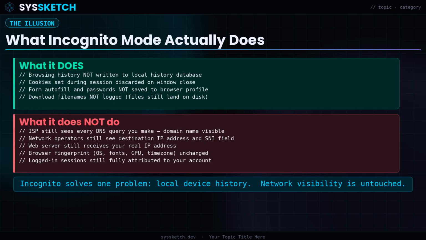If someone sits down at your computer after you, they cannot open your browser history and see where you went. That is a real and useful privacy property. It is just a very narrow one.